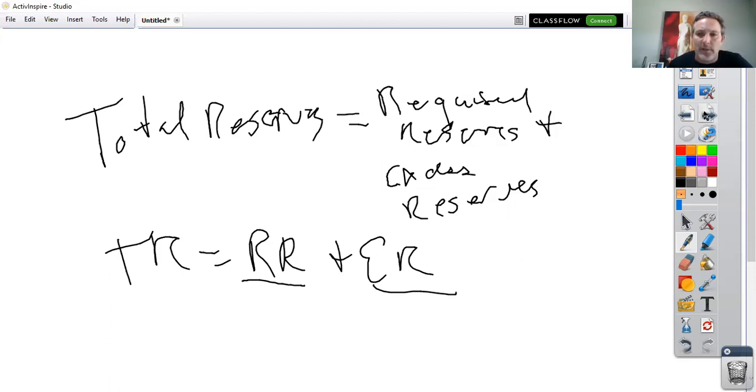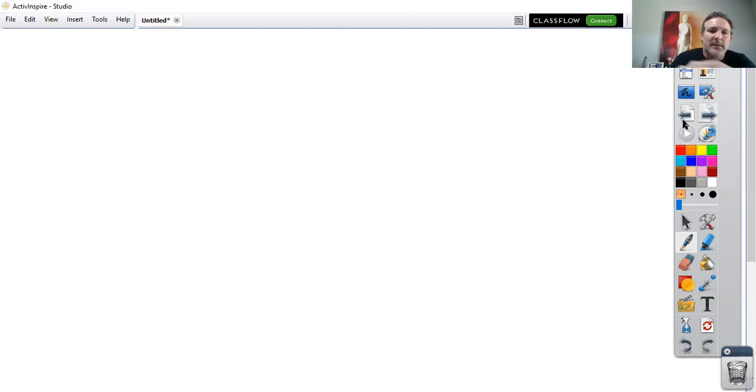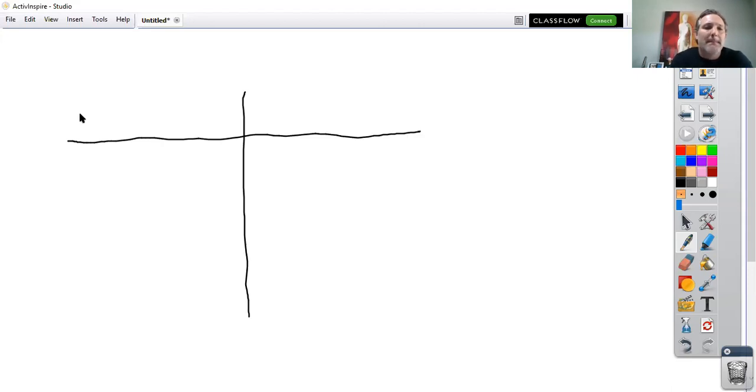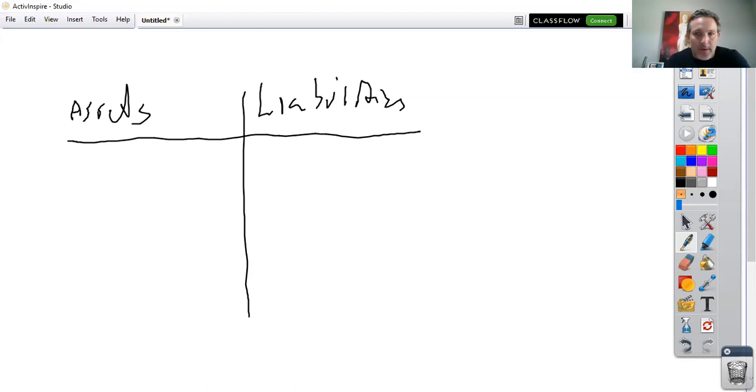Now, if we go back here, let's come up with a hypothetical bank. There are different assets that you could possibly see on the test, and liabilities. The number one liability that you're going to be looking at is demand deposits. Those are the accounts that they owe back to the people.